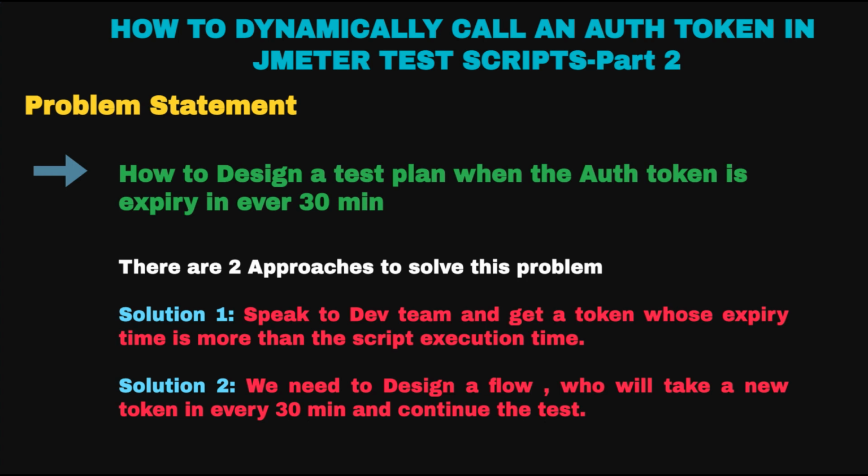So the best solution is solution 2. What does solution 2 talk about? Solution 2 talks about how we need to design a flow which will take a new token every 30 minutes and continue the test. This is the best solution to solve this problem. Without waiting further, let's move to JMeter and design the test plan and see how we are able to solve this problem. I'm really excited to move to JMeter and show you how we can design this test plan. Let's move and watch it.